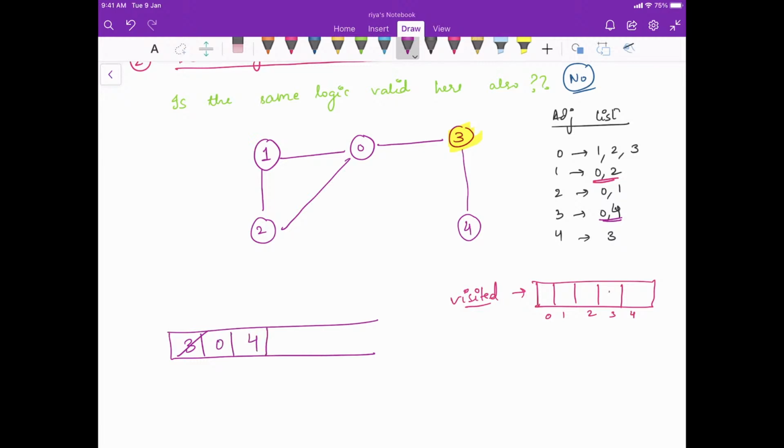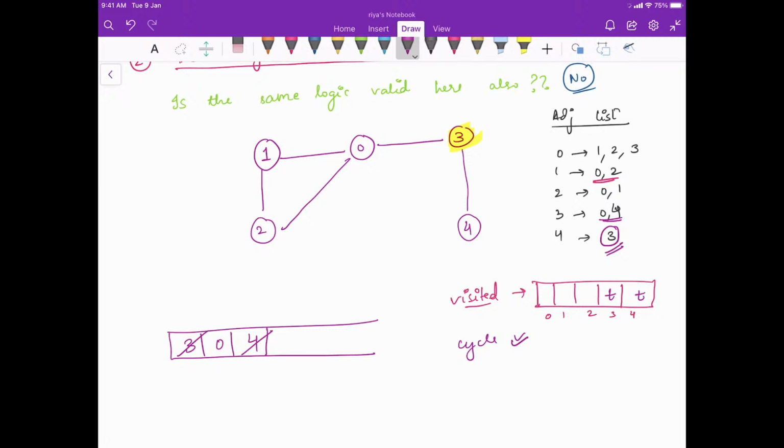Now you have also visited 3 as well. Now when you will take 4, you will take it out, you will mark it as visited, and you will try to add its neighbors, and its neighbor is 3. Now what you saw was 3 was already visited, so you concluded that the cycle was present. But is it true? Is it really true? Was the cycle actually present at this point?